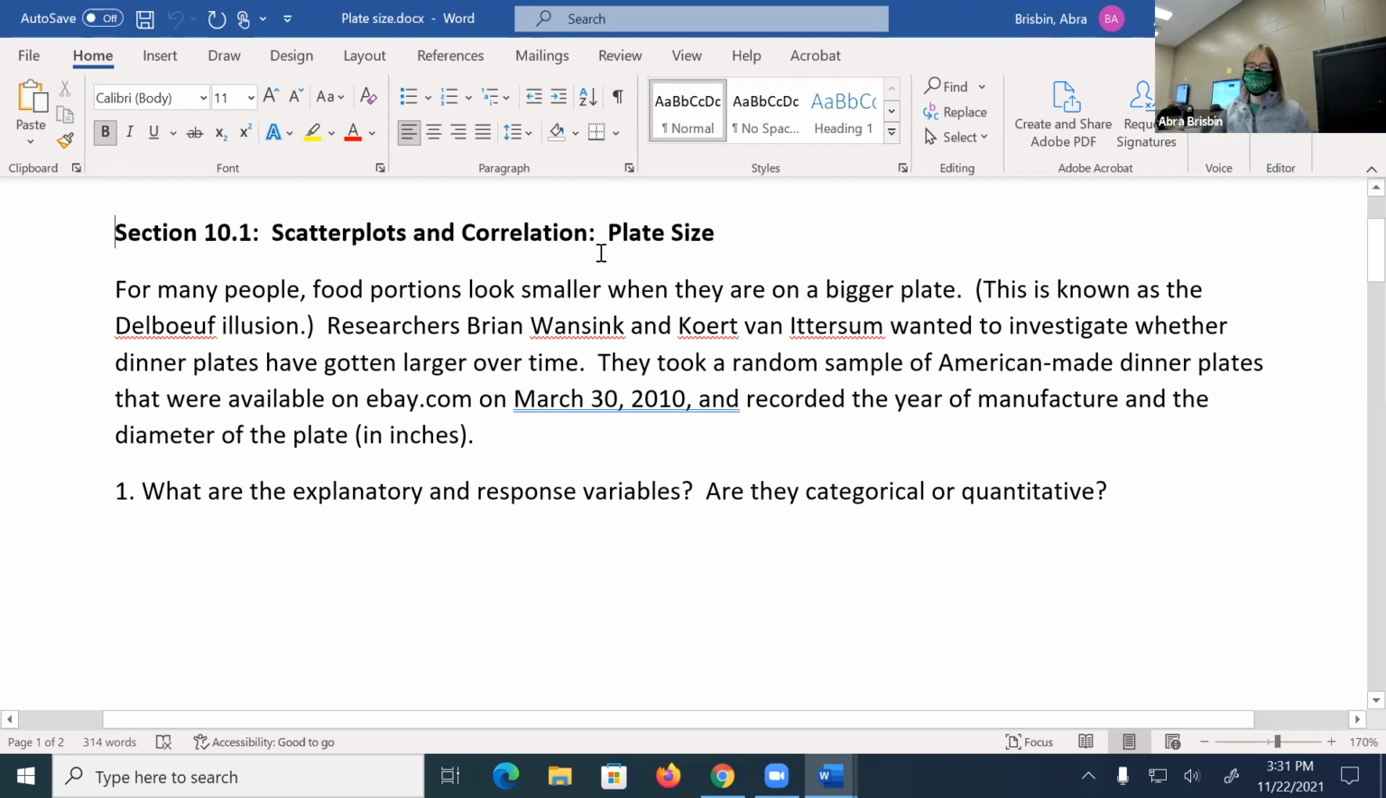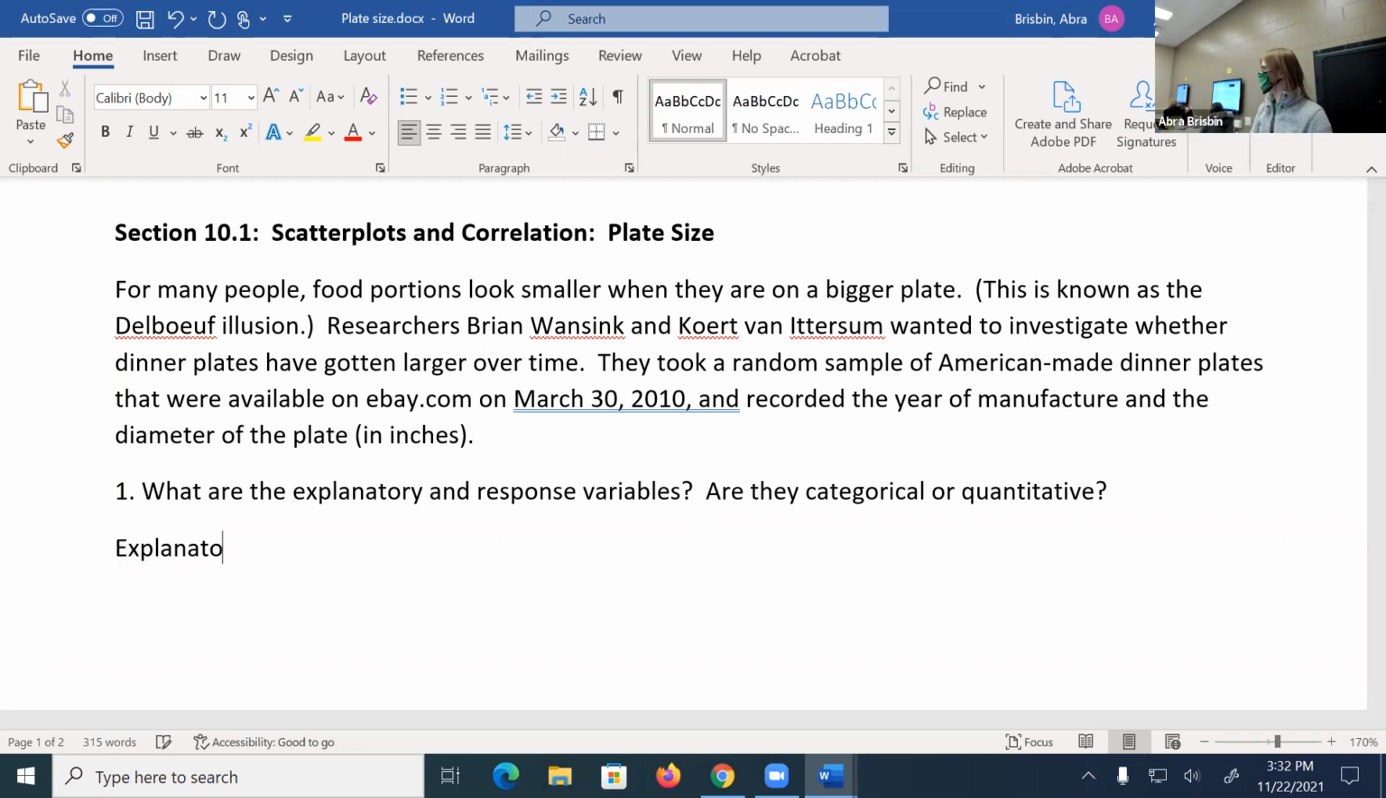All right. So our variables here are the year of manufacture and the diameter of the plate. Which of those would you say is the explanatory variable? The year, yeah. It makes more sense to think about the year influencing the plate size than the plate size influencing the year.